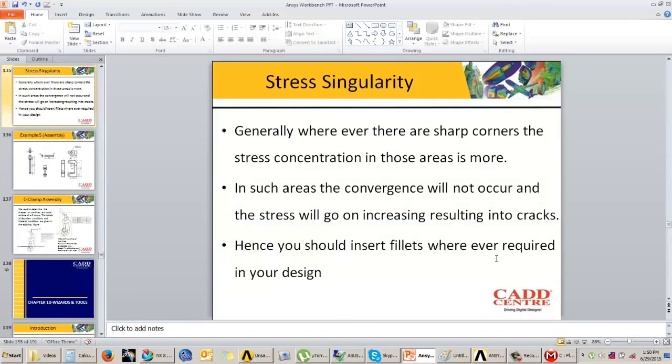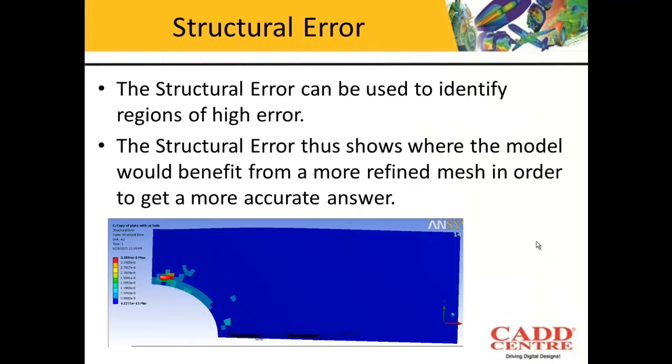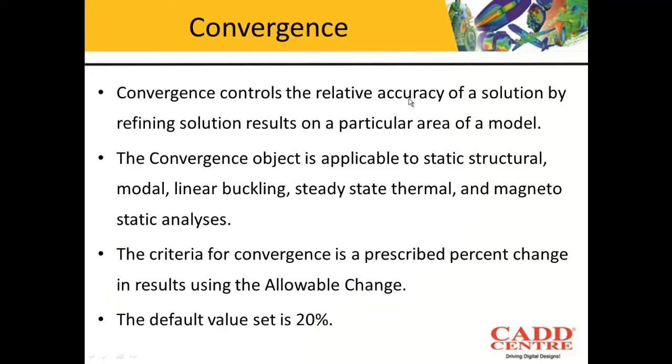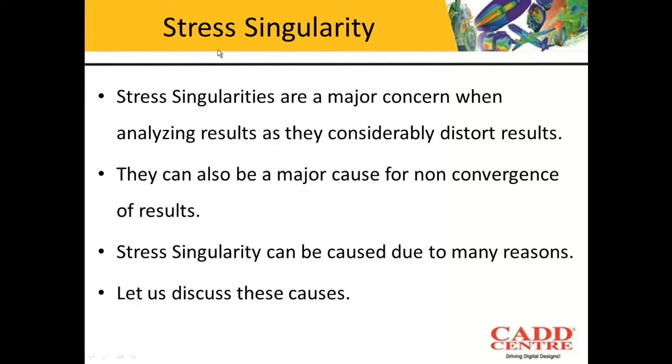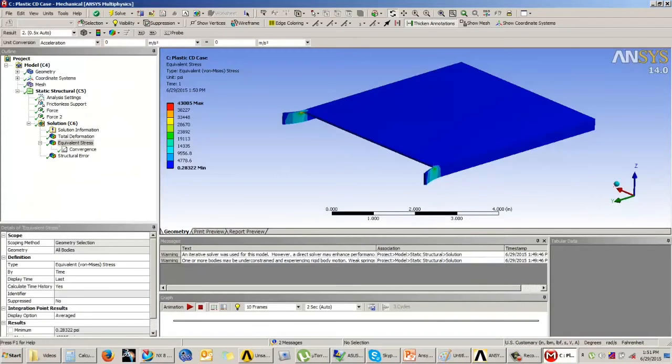So from this example, you have understood a few more concepts in static structural. That is, we understood what structural error is. After that, we understood the meaning of convergence and how we can use it. And after that, we have also understood what stress singularity is. So this is a very good example from which we have understood 3 more concepts and also how to perform the analysis.